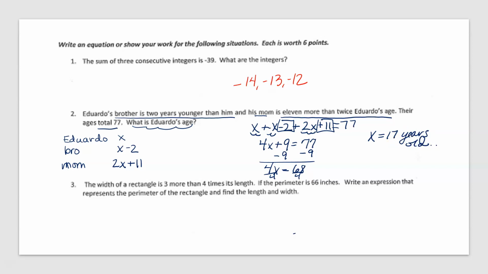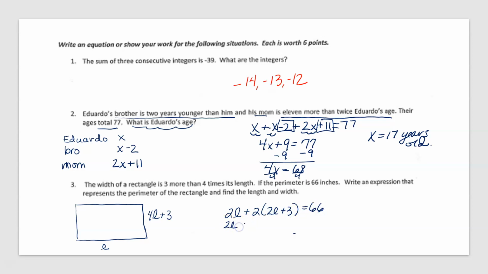Okay? So the width of a rectangle is 3 more than 4 times its length. So we have its length, and then the width is 4 times the length, and then 3 more. If you total all the way around, which is the perimeter, that's 66 inches, and we have 2 of the short side and 2 of the long side. All of it totals 66.